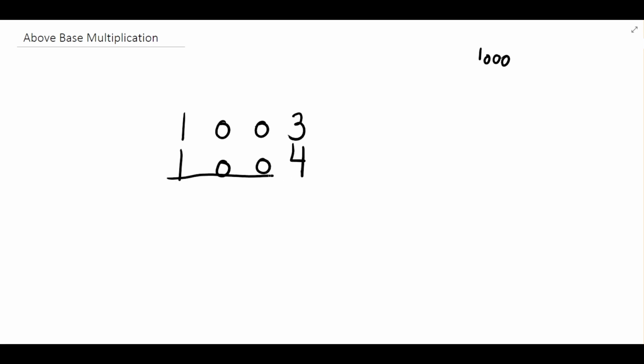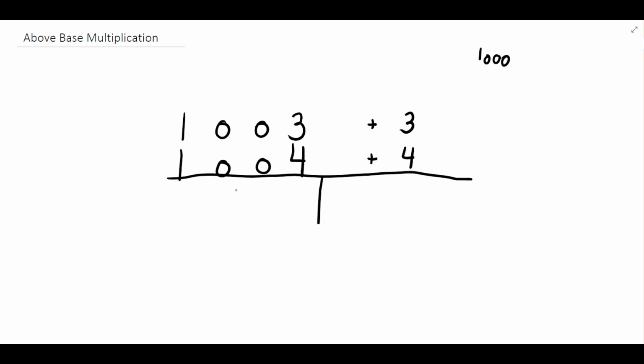Let me show you in another example. This time, let the base be 1000. Okay? So, for example, 1003 and 1004. Again, it's the same step. How much is it exceeding? It is exceeding by 3 here and by 4 here.